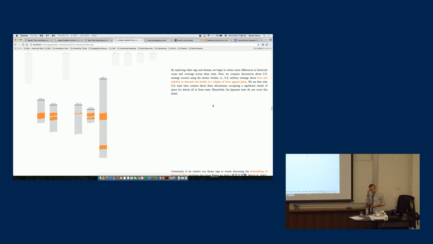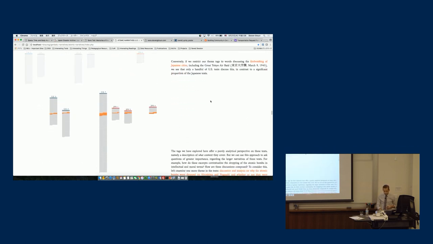This one talks about strategy about using the atomic bombs. So whether or not the atomic bombs should be used and how they should be used. So we see that this particular theme occurs only in US history textbooks, almost all of them except for a couple. And again, we see differential distributions of the extent to which these are discussed. We can look at other ones like the firebombing of Japanese cities. And we see that this one occurs a little bit more frequently in the Japanese textbooks, not covered to the same extent in US history textbooks.